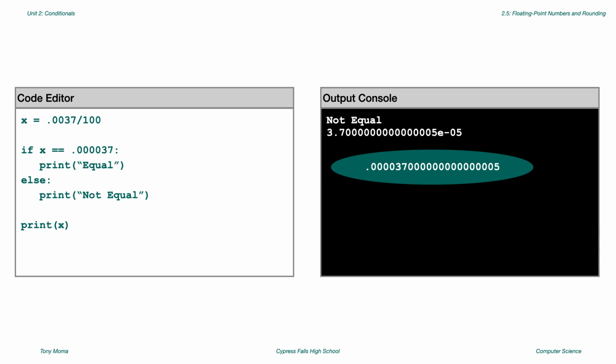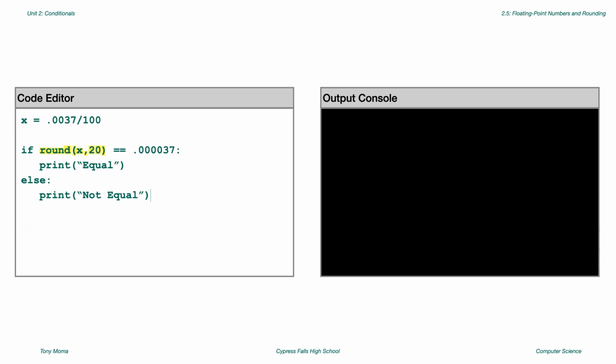Now, just out of curiosity, what if there was a way to tell our program to only focus on the first 20 decimal places of x rather than the entire value of x? If that were a possibility, then our program would produce the correct output. We would get equal because the 5 at the very end would get ignored, and it's the 5 that's throwing off our program. Fortunately, Python does provide a way to round x to the first 20 decimal places. It's called the round method.